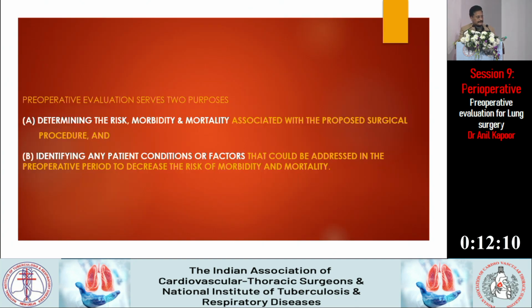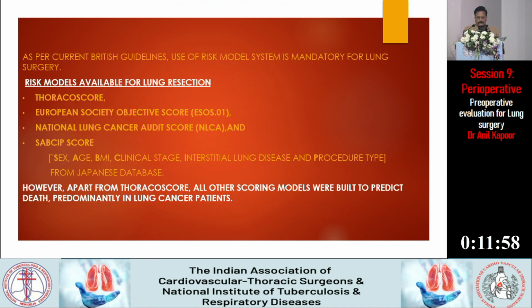We have to assess the patient for the things which can reduce the mortality, morbidity, and complications of surgical interventions. So the risk models, according to the British BTS guidelines, for every thoracic surgery patient undergoing surgery, they have to be evaluated with some risk models. There are different risk models, but most of the risk models are for cancer surgery. In the Indian scenario, the risk factors and the models for thoracic surgery are not very well documented and reported.